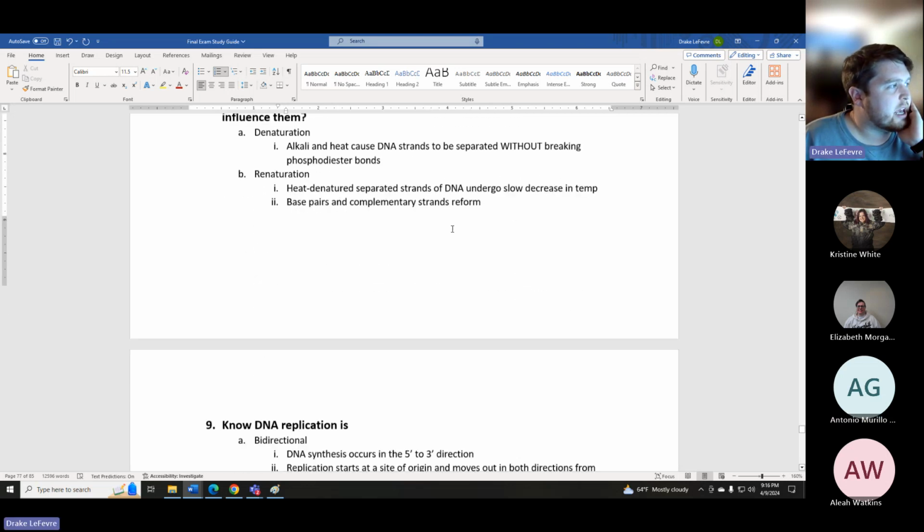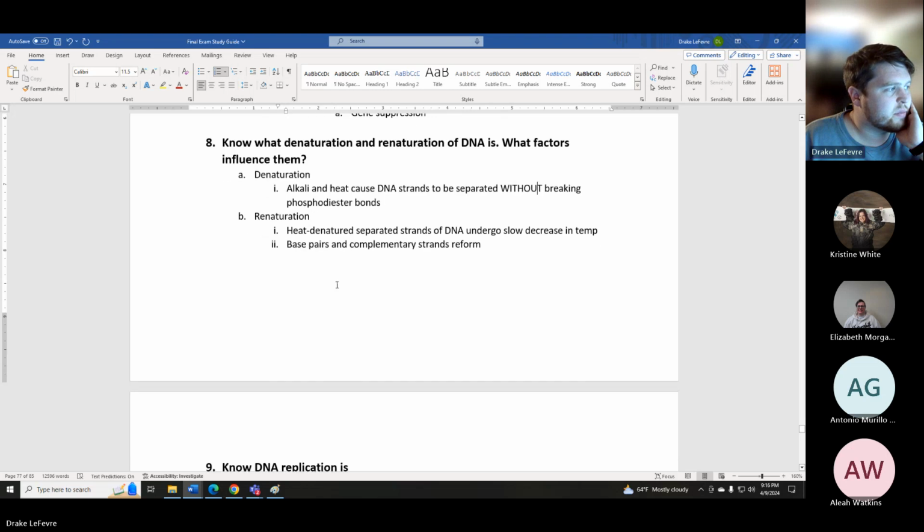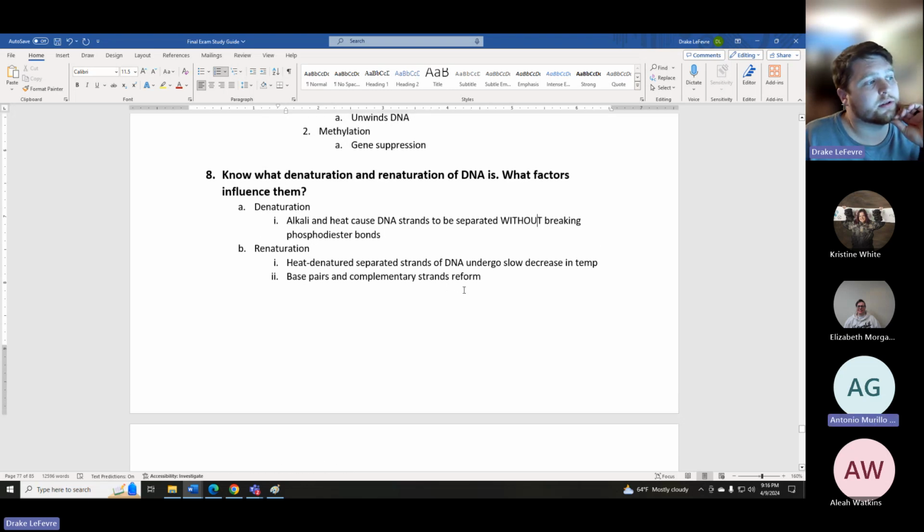Denaturation and renaturation of DNA. We should know that stuff. Denaturation is the same thing as with proteins, breaking it down with alkali or heat. And then once you remove those things, it will come back together.